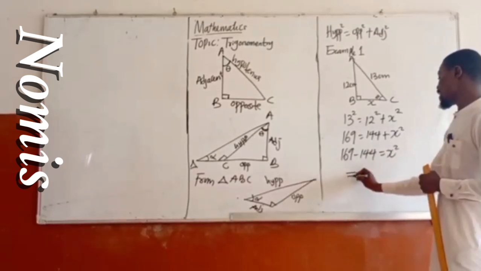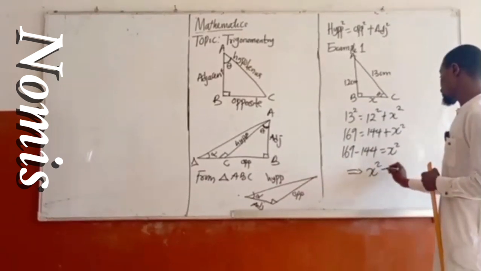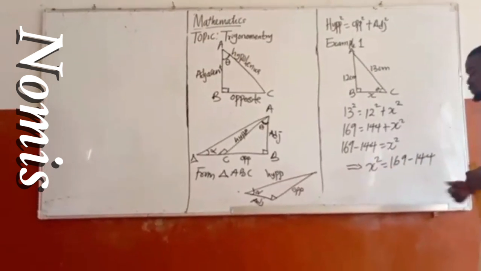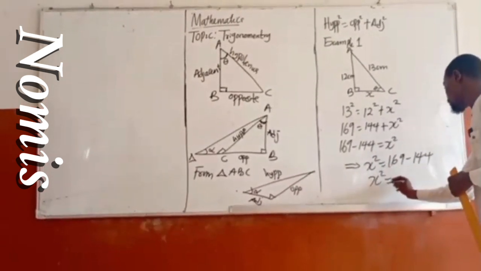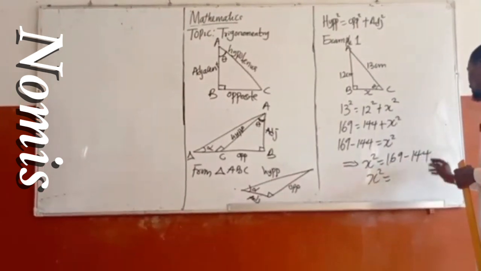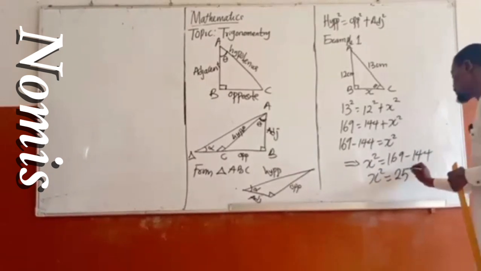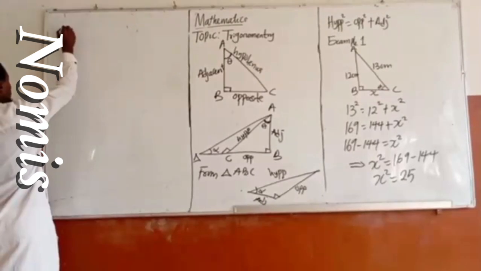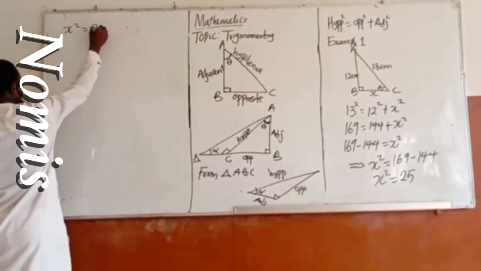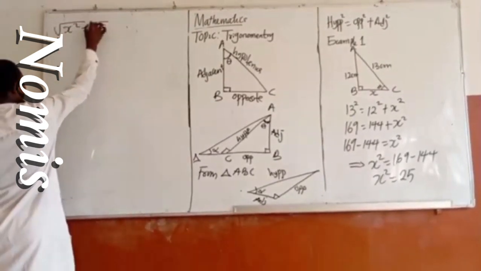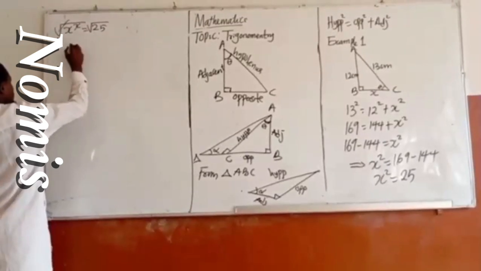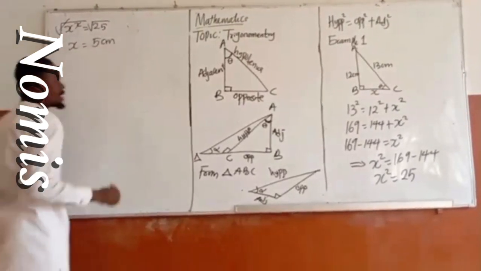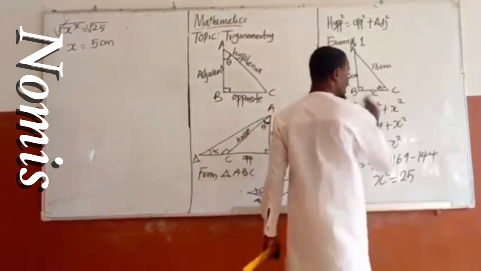Which implies that x squared is equal to 169 minus 144, which gives us 25. But we are not looking for x squared, we are looking for x. We have to take the square root on both sides. We have x squared is equal to 25. By taking the square root on both sides, the square cancels the square root. We have x is equal to the square root of 25, which is 5 centimeters. Which means that this side is now 5 centimeters.